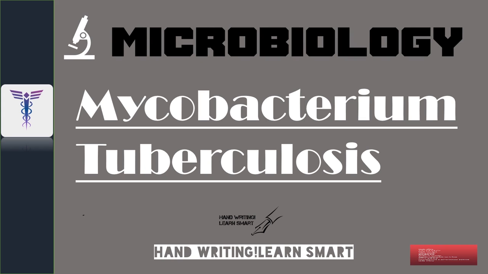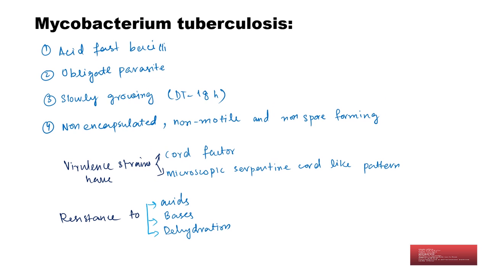Today we are going to study one of the most important bacteria in microbiology, which is called Mycobacterium tuberculosis. So let's start. Talking about the important points regarding Mycobacterium tuberculosis, the first point is that it is acid-fast bacilli, meaning that it can't be stained by ordinary Gram staining, and we have to use another staining called Ziehl-Neelsen staining. It can't be stained by ordinary Gram stain due to the presence of mycolic acid in its cell wall.